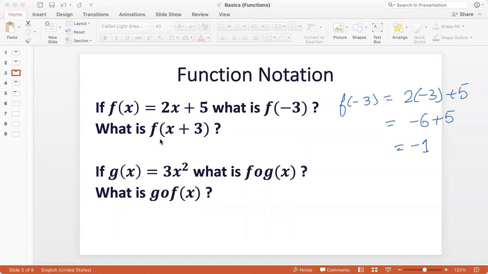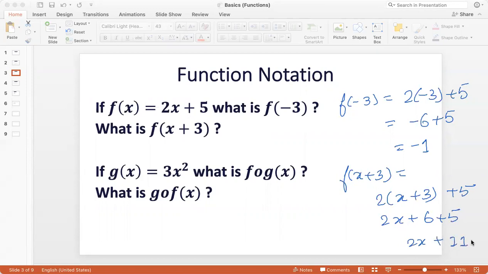Okay, what about f of x plus 3? Now, f of x plus 3, by the same logic, wherever I have x, I would put x plus 3. So I get 2x plus 6 plus 5, which is 2x plus 11. So you just need to put the value wherever it's x. You replace that with x plus 3.